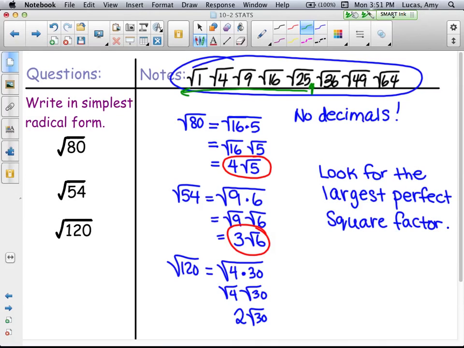So the number 30, it's not going to be divisible by 25 evenly, not 16, 9 doesn't go into 30, 4 doesn't go into 30, and 1 goes into everything. That's not going to help me simplify it. So I have got it, 2 times the square root of 30. So those 3 examples are simplest radical form.